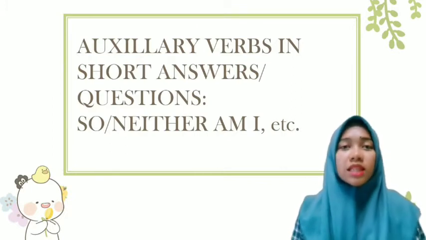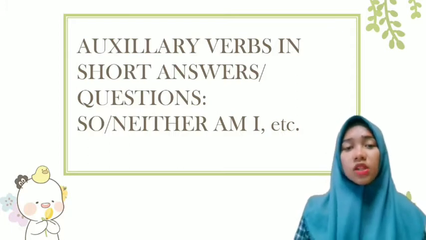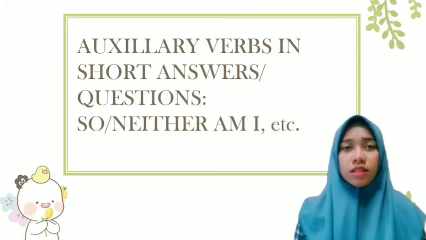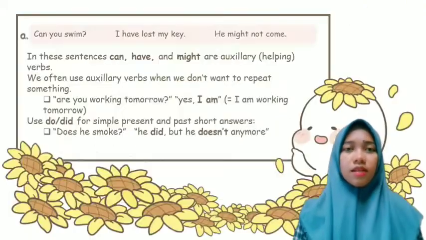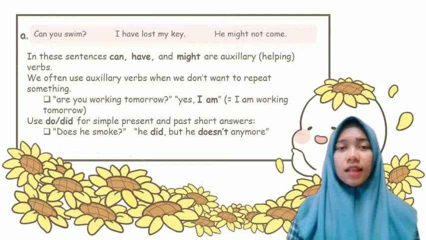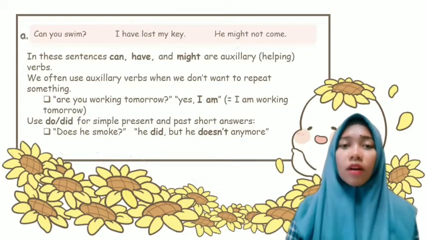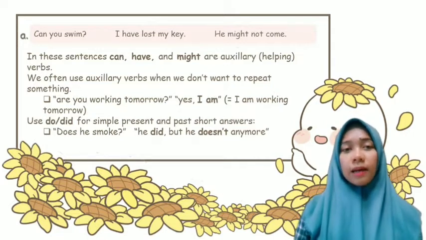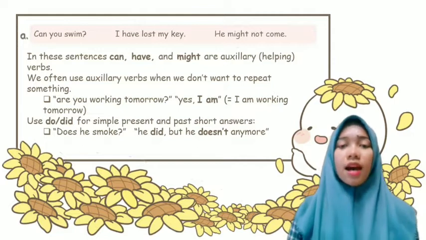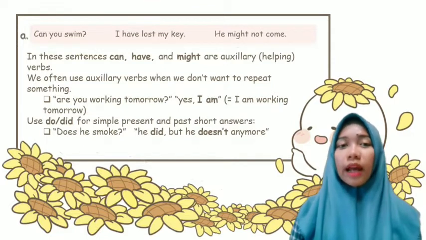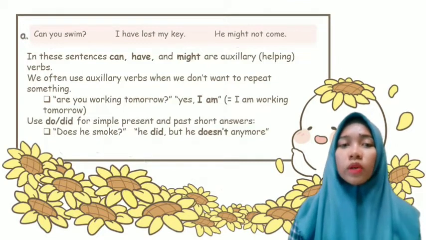In this opportunity, I want to explain about auxiliary verbs in short answers or questions, so, or neither, am I, etc. A. In some examples: Can you swim? I have lost my key. He might not come. In these sentences, can, have, and might are auxiliary or helping verbs. We often use auxiliary verbs when we don't want to repeat something.